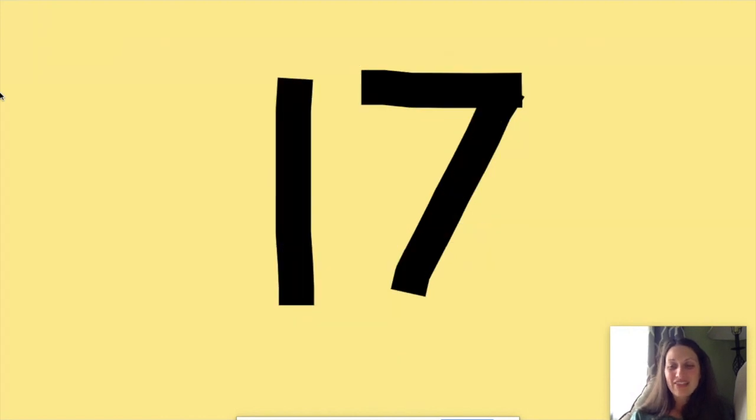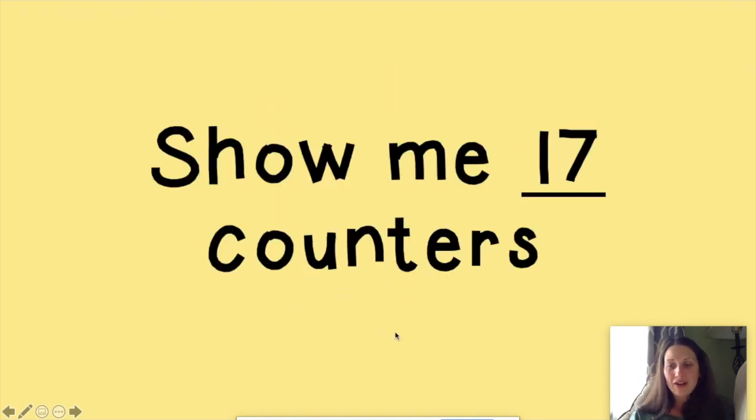And this is what 17 looks like, when we draw the 1 and we draw the 7. When we start with the 1, we start at the top and we go straight down. When we draw the 7, we start at the top, we go across, and then a diagonal down. A 1 and a 7 together make the number 17.